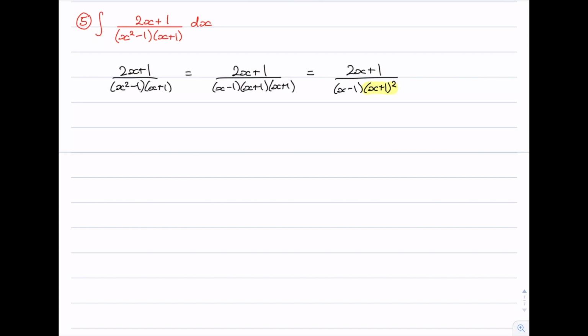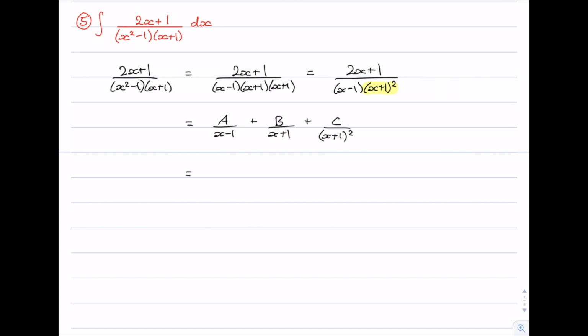So that means when we do our partial fraction decomposition, this is going to be A over x minus 1 plus B over x plus 1 plus C over x plus 1 squared. So we're using that fact where we build up the power of x plus 1 in the denominator in two separate fractions. Okay, so now we need to make a common denominator.